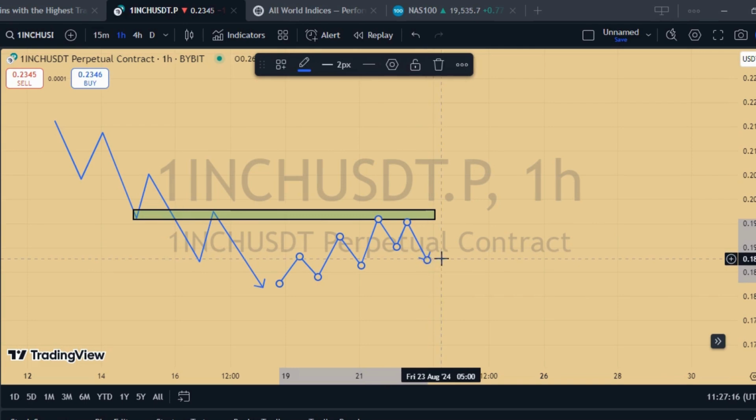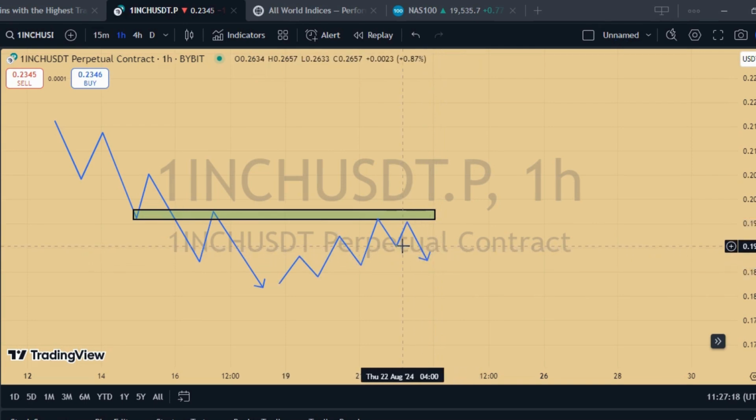Now this is a confirmation that sellers have actually taken over, giving us what we call a change of character. Right here will now be our change of character.